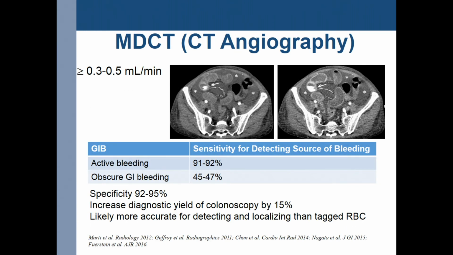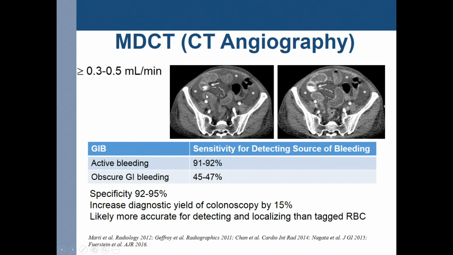Now, multi-detector row CT or CT angiography is a little bit less sensitive. It requires a bleeding rate of at least 0.3 to 0.5 cc per minute to be detected. And this image just shows how it works. The patients are not given any oral contrast. They are only given IV contrast and then imaged.